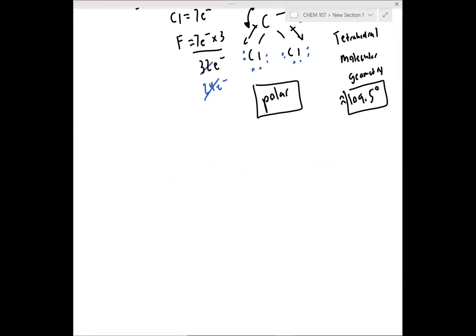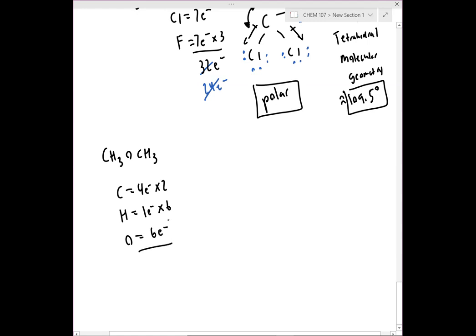CH3OCH3. Okay, so let's count our electrons. Carbon contributes 4 electrons, and we have 2 carbons. Hydrogen contributes 1 electron, and we have 6 hydrogens. And oxygen contributes 6 electrons. Adding this up, we have 8 plus 12, which gives us 20 electrons.